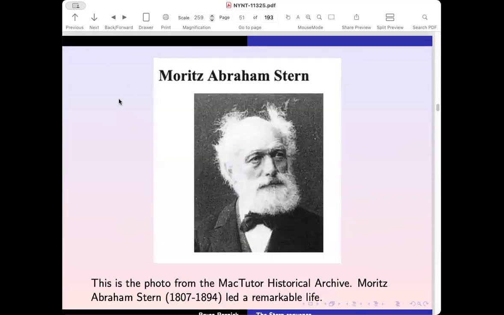But now I'm going to take a historical interlude. This is Moritz Abraham Stern. He lived from 1807 to 1894, which is pretty impressive for the 19th century. And he had a remarkable life.